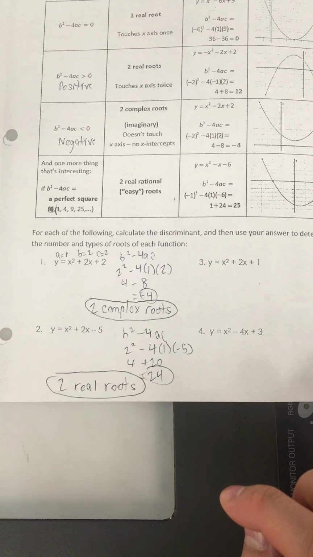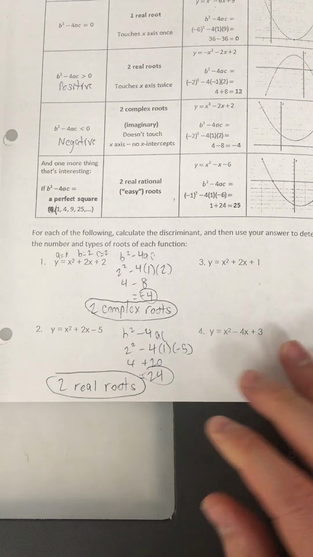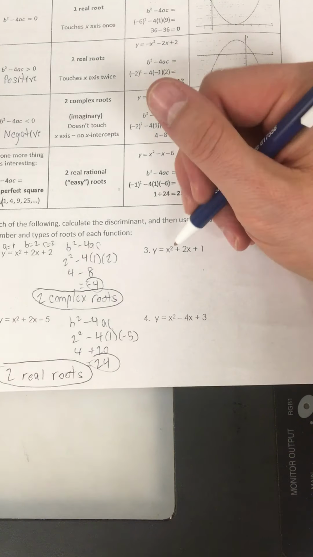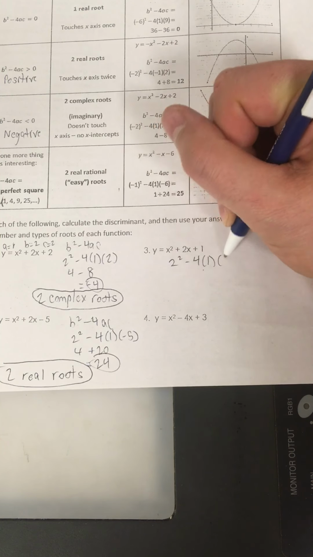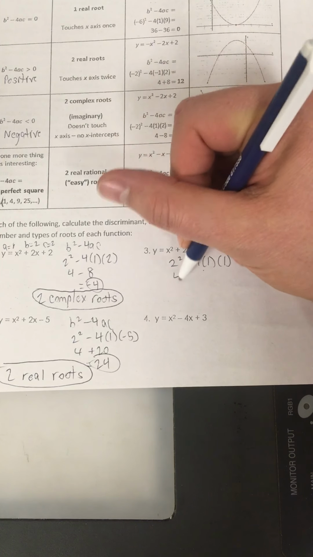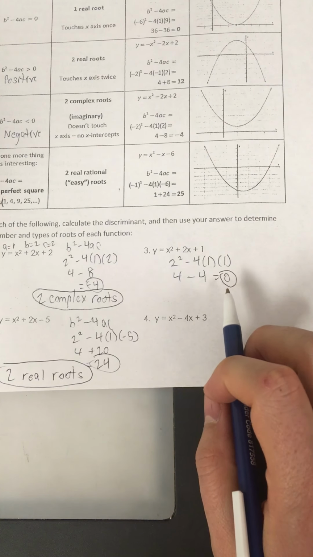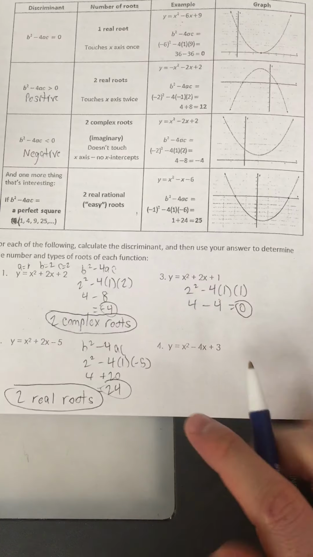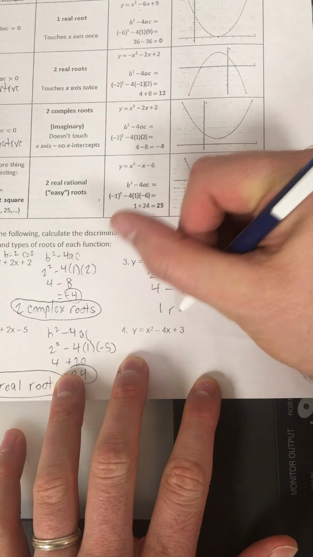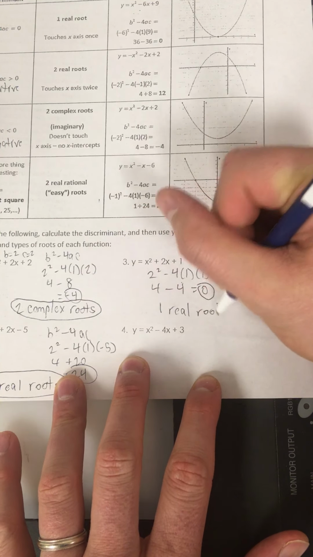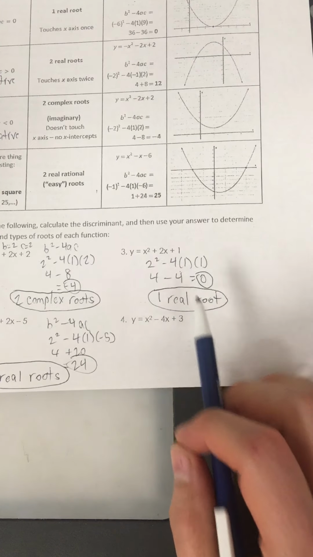Okay, so why don't you pause the video now, try the other 2. Did you do it? I hope you did. So number 3, if I do b squared minus 4ac, so 2 squared minus 4 times 1 times 1, that's going to be 4 minus 4, which is 0. The discriminant is 0. So what does that mean for my roots, or my solutions? I'd have 1 real root. So only one answer to that problem. Again, the answer is not 0. You'd have to work the whole formula to get the answer.